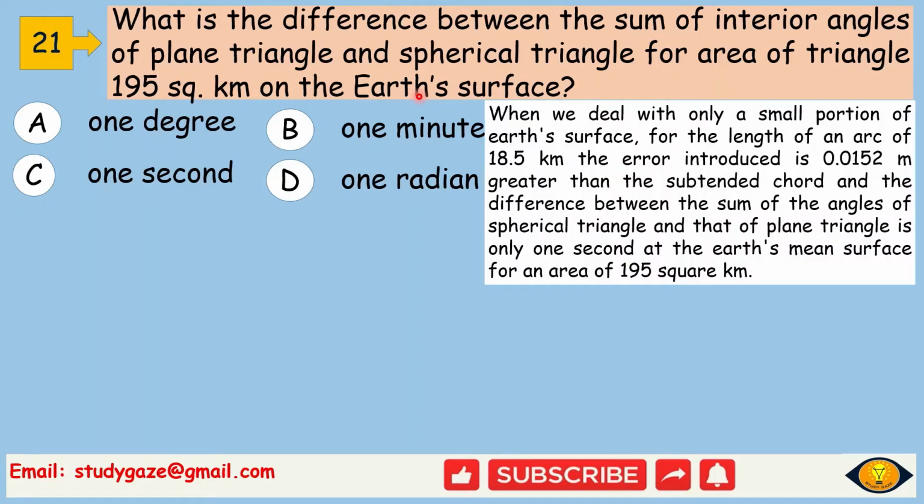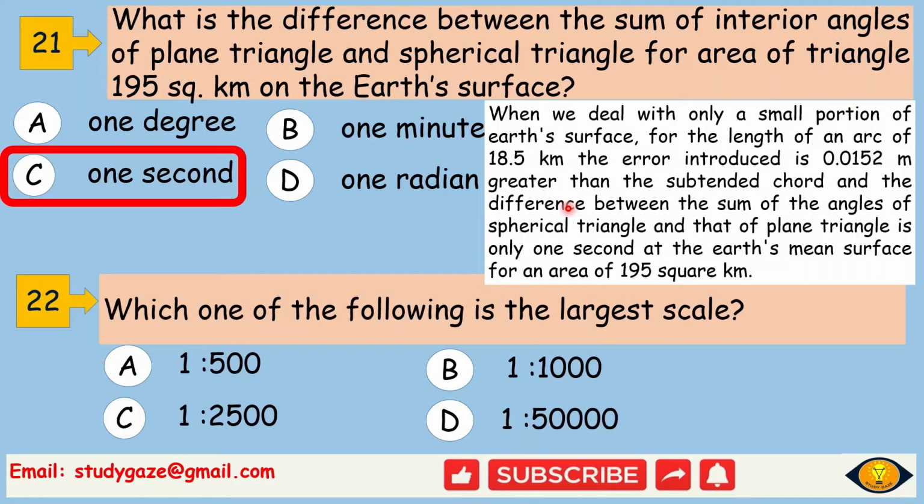When we deal with only one small portion of earth surface, for the length of an arc of 118.5 km, the error introduced is 0.0152 meter, greater than the subtended chord, and the difference between the sum of the angles of a spherical triangle and that of plane triangle is only 1 second at the Earth's mean surface for an area of 195 km square. So the answer will be 1 second. Next question.